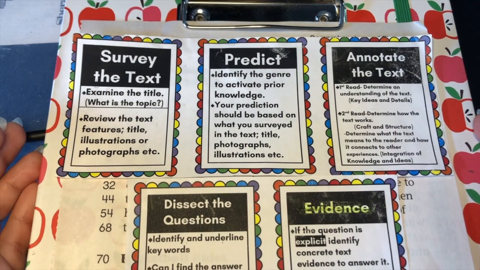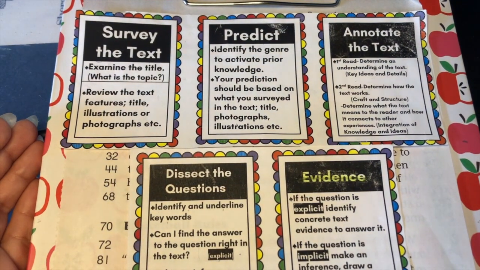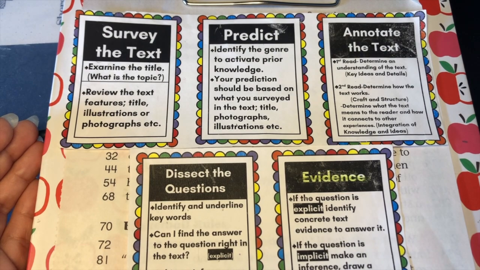Then we annotate the text. Annotate the text means we determine the type of text that we're reading. And how do we do that? Most stories we do character setting, problem solution, but sometimes we have to do main idea and key details, right? Or in this situation, we're going to focus on cause and effect.